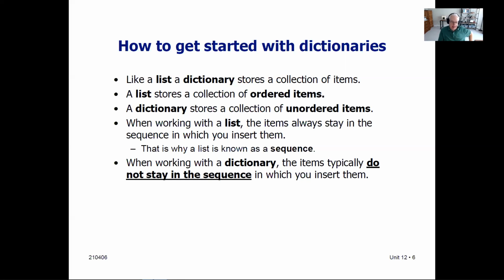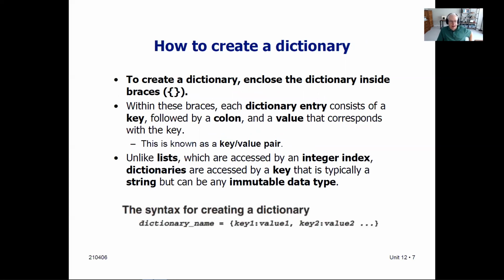Realize that a list is known as a sequence, which is not the case with a dictionary. A dictionary can get out of sequence. So how do you create a dictionary? Remember back in Unit 6, we talked about lists and tuples, and lists were enclosed in square brackets. Tuples were parentheses. So to create a dictionary, we're going to use braces.